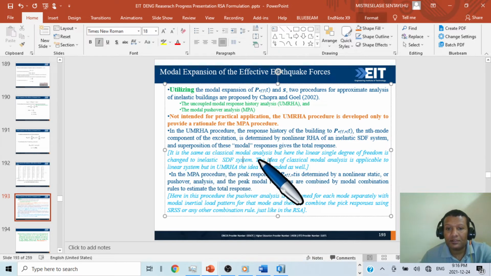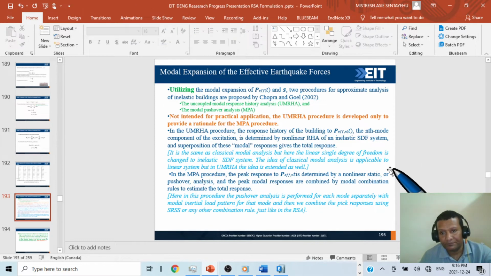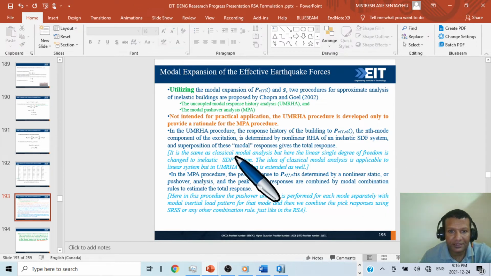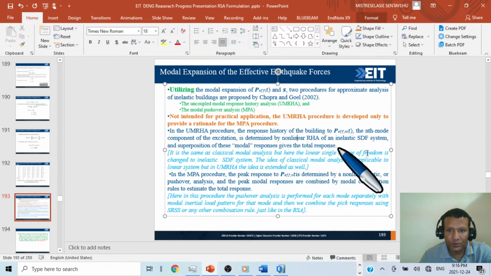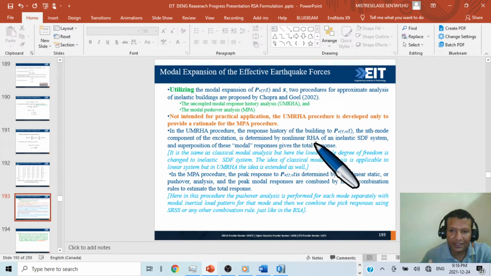It is the same as classical modal analysis, but here the linear single degree of freedom is changed to an inelastic single degree of freedom system. The idea of classical modal analysis is applicable to linear systems, but in UMRHA the idea is extended as well. So it is the same classical modal analysis, but the idea is extended for a non-linear single degree of freedom system as well. So the only thing is we will apply nonlinear response history analysis directly to the expected earthquake, and we will extract the responses for the single degree of freedom system for each mode, and we will sum.